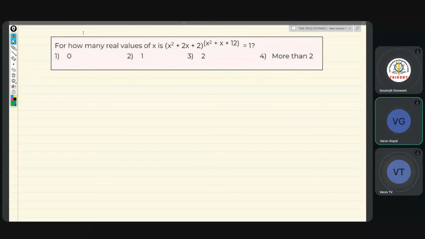Should we take log? No logs, nothing. I'm going to be silent for some time. I'm going to take a leak, come back in 2 minutes. Don't chitter chatter, both of you guys. Solve this question. Think about this question, okay? I'll be back in 2 minutes.